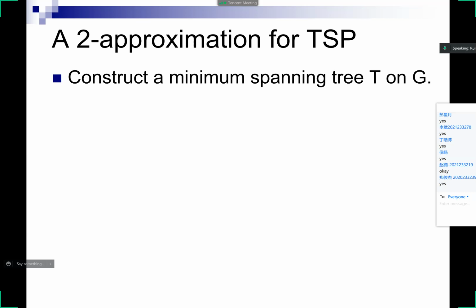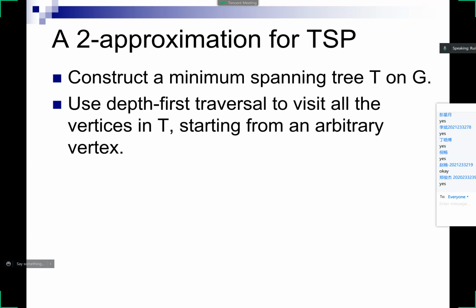So the first thing we're going to do is to construct a minimum spanning tree on the graph. Let's call that minimum spanning tree T. We can do that using any efficient algorithm, for example, Prim's algorithm or Kruskal's algorithm. Then after we have this minimum spanning tree, we're going to do a depth-first traversal to visit all of the vertices in T. This DFS can start from any arbitrary node.